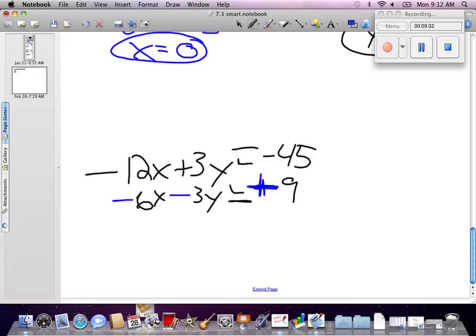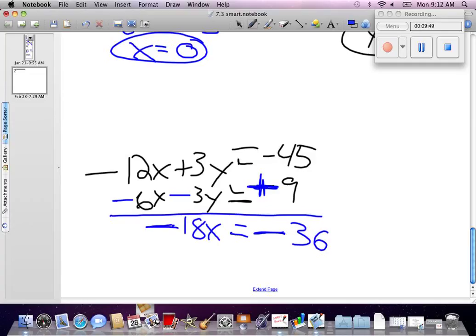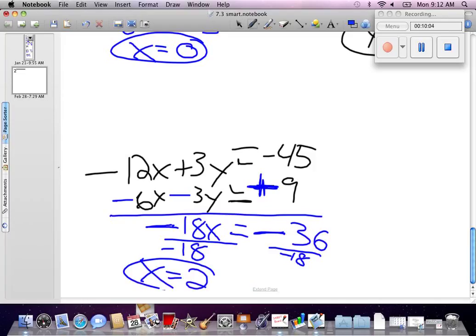Now I'm going to add straight down. So it's just one more step. Negative 45 plus 9 is negative 36. The y's cancel. Negative 6x and negative 12x gives me negative 18x. I divide everything by negative 18. I'm going to get x equals 2.